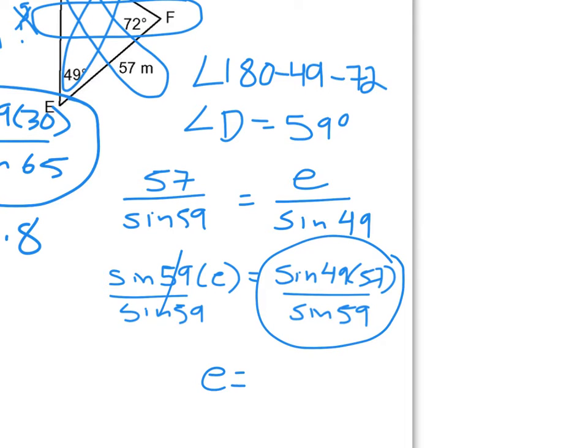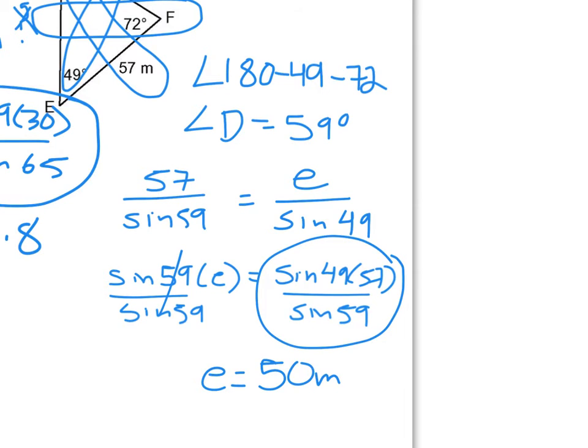Let's solve now. So sine 49 times 57 divided by sine 59. I'm doing it on my calculator too to make sure that everything's working out. And you should get 50 meters. So that's how we're going to be using sine law.